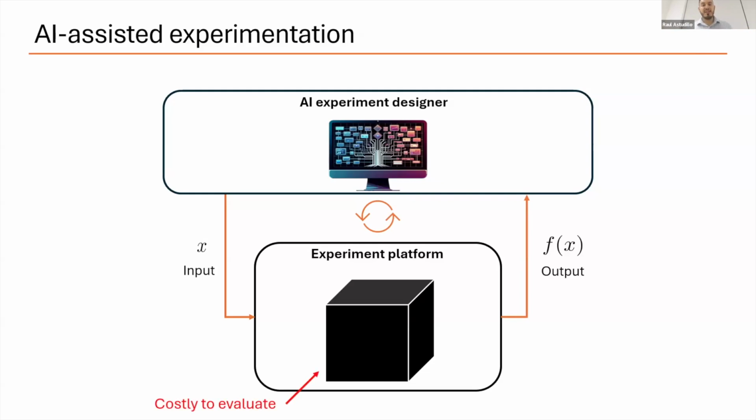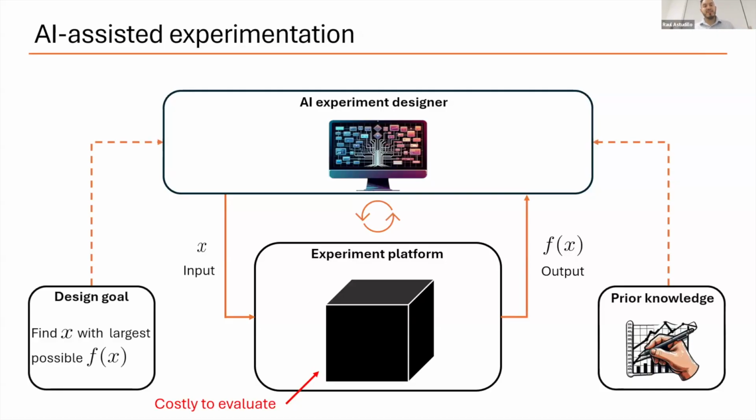So in most applications that we care about, these experiments are expensive. So that means that the AI experiment designer has to be really efficient selecting these experiments. In order to support this efficiency, there are two important aspects in algorithm design. The first one is that the AI experiment designer has to be aware of the design goal, right? So it needs to know why we're collecting this data. One classical example is optimization. So maybe we want to find the X with the largest possible value of f of x. And the second aspect, that I'm not going to be talking about in this talk, is the prior knowledge, so the information that we have before we run any experiments.